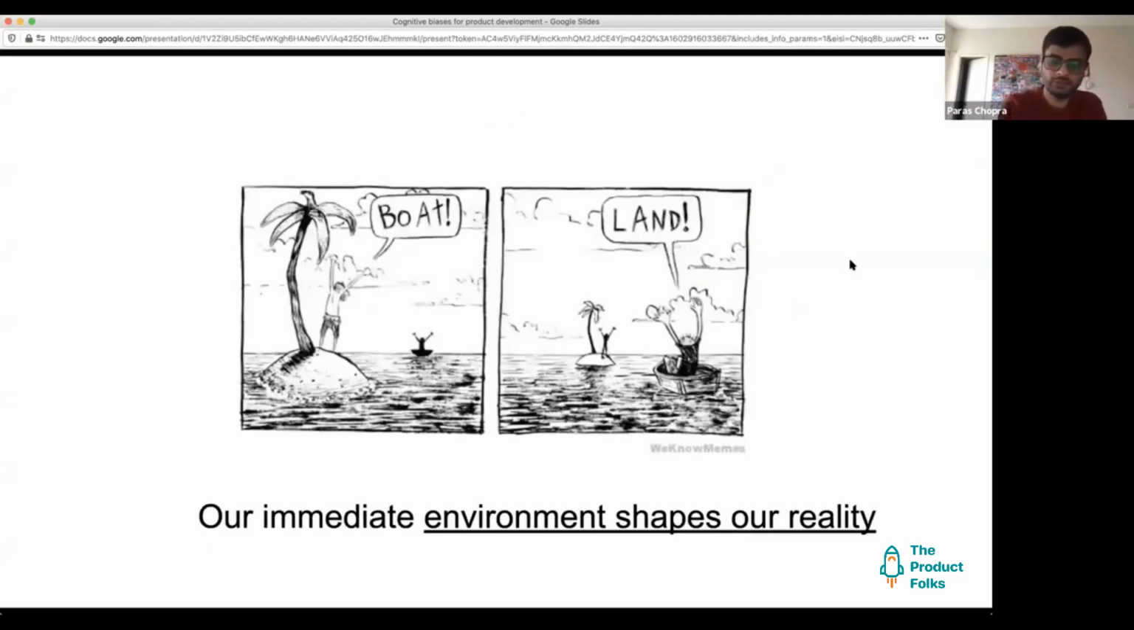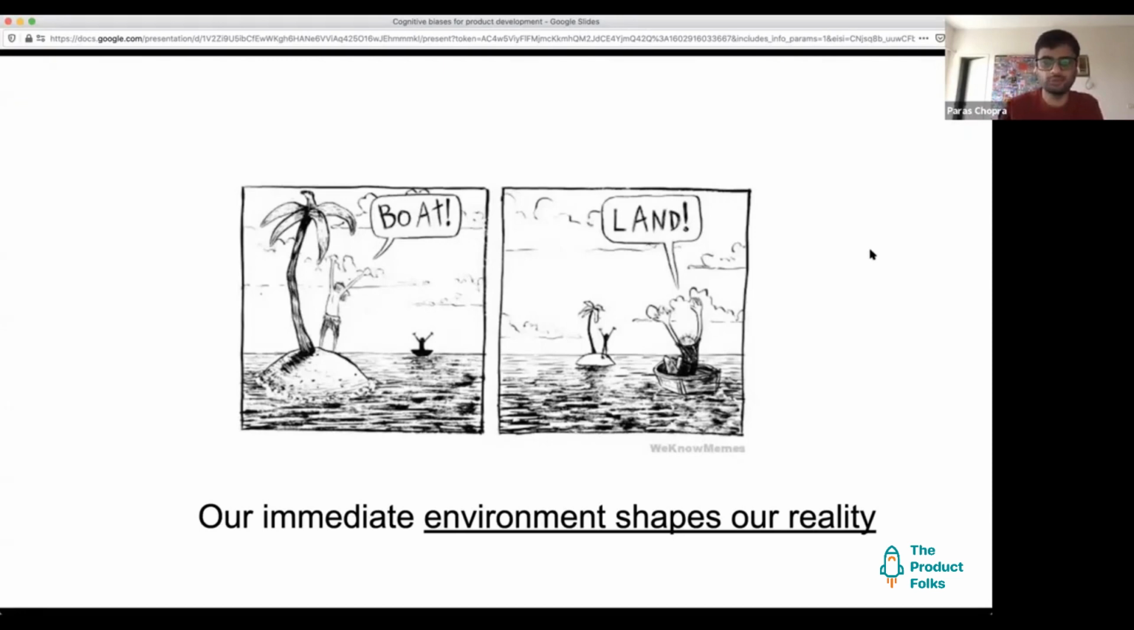So I think the crux of it, and you'll get to see in a moment how it's related to building products, is really about how our immediate environment shapes our reality. It's this simple idea that leads slowly to all kinds of biases that come into building products. What we, as product managers, product entrepreneurs, startup founders, see around ourselves is the sort of belief we end up embedding within ourselves, whether it's true or not true.